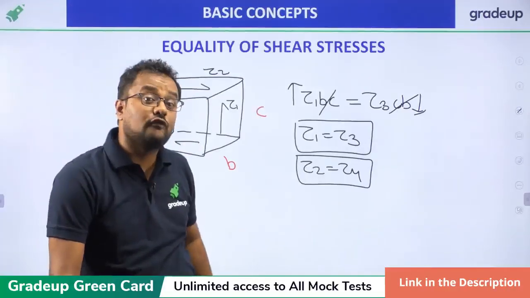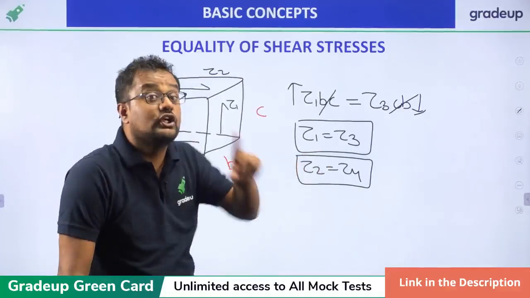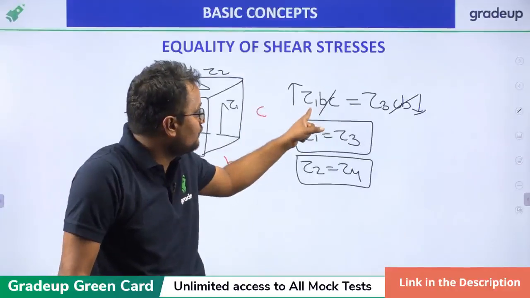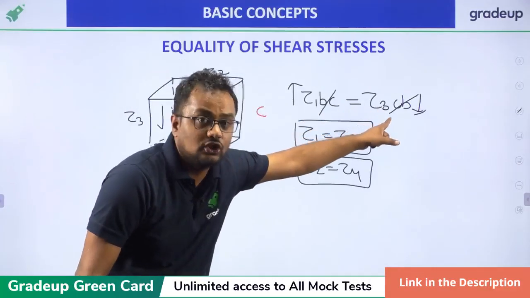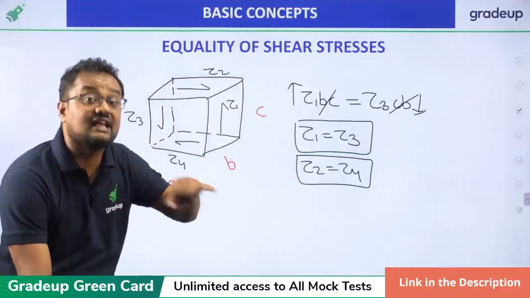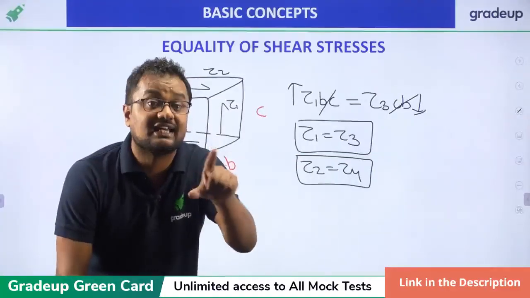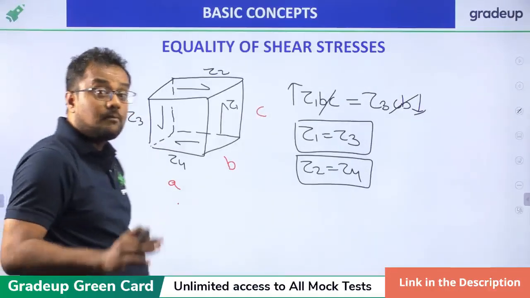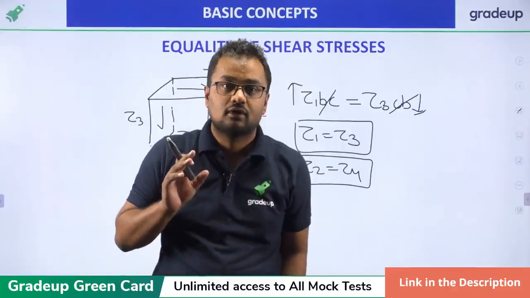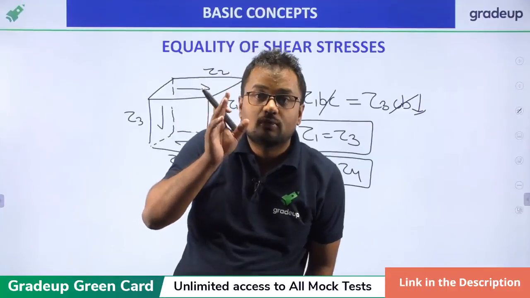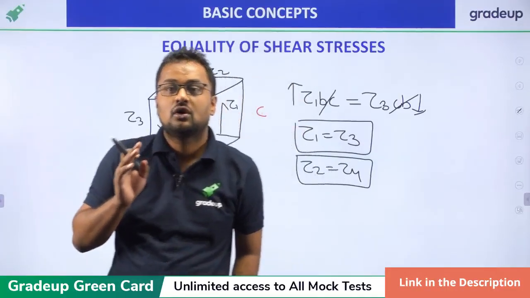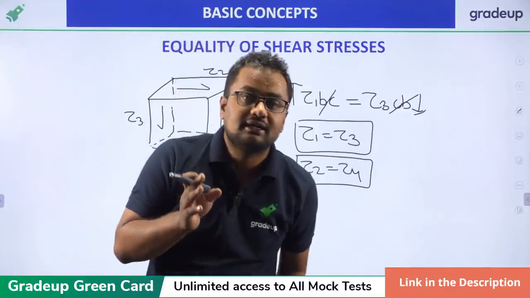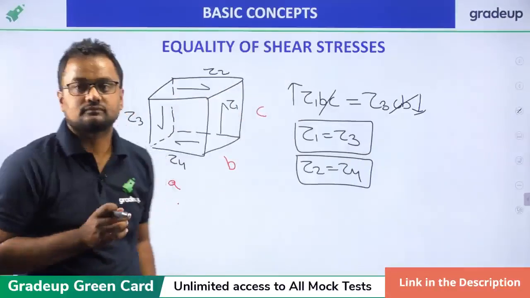So in opposite phase, stresses are equal due to force equilibrium. Here it is force, stress into area. Here it is force, stress into area. So in opposite phase, stresses are equal due to force equilibrium. But a body is in equilibrium when force equilibrium is satisfied and moment equilibrium is also satisfied.